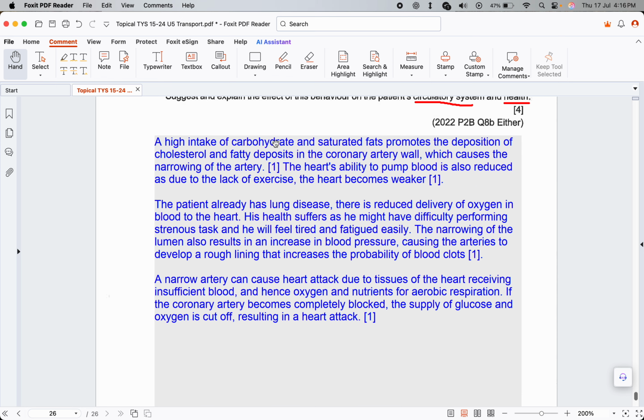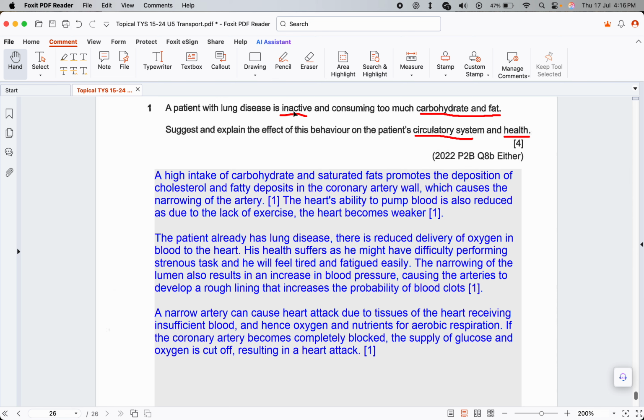So a high intake of carbohydrate and saturated fats promotes the deposition of cholesterol and fat deposits in the coronary artery wall, which causes narrowing of the artery. The heart's ability to pump blood is reduced due to lack of exercise, and the heart becomes weaker. Okay, so answer the question about the inactive. The patient already has lung disease. There's reduced delivery of oxygen in the blood to the heart. His health will suffer as he has difficulty performing strenuous tasks. You feel tired and fatigued easily.